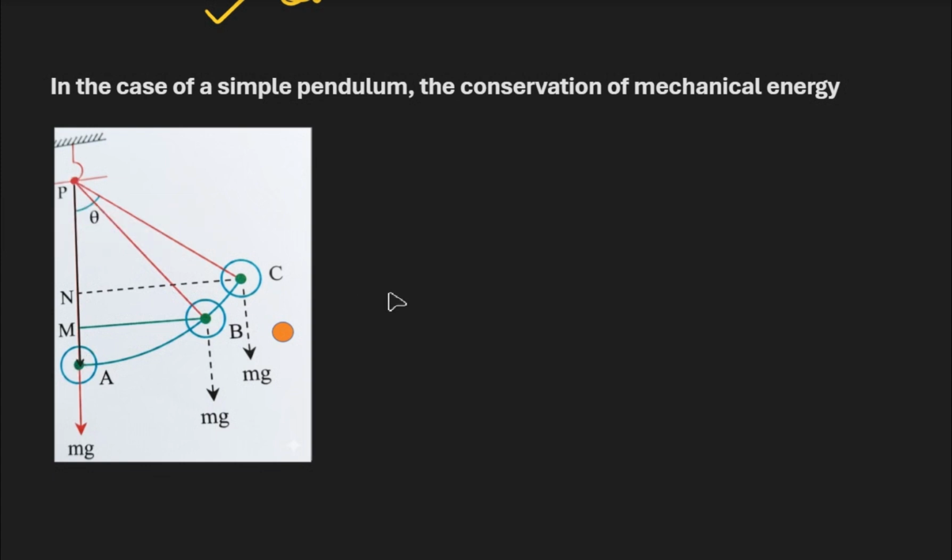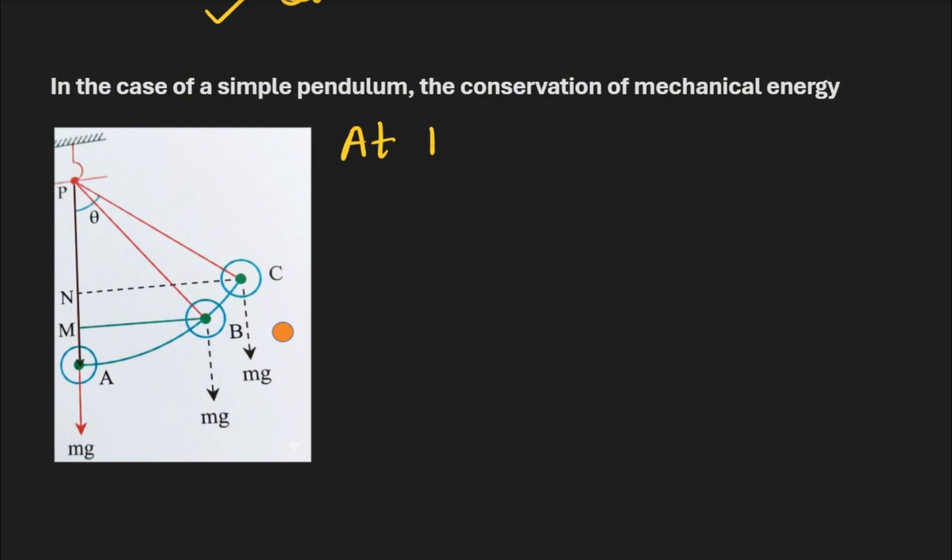What we have to do is prove that at A, at B, at C, at every single point, the total energy, meaning the mechanical energy, is equal. In that case, we can say the law of conservation is maintained. So our very first task is to calculate the total energy at point C.